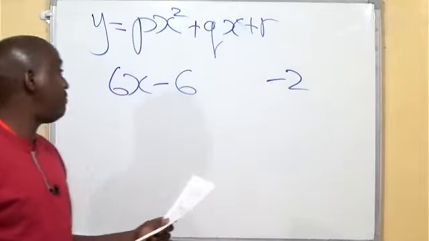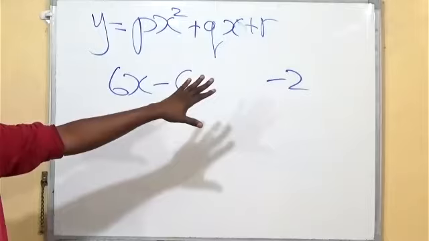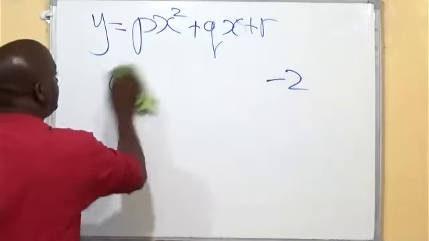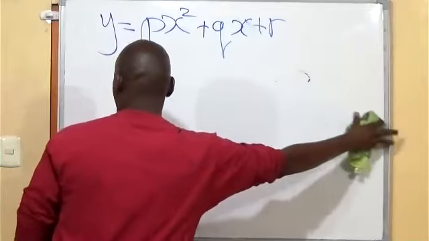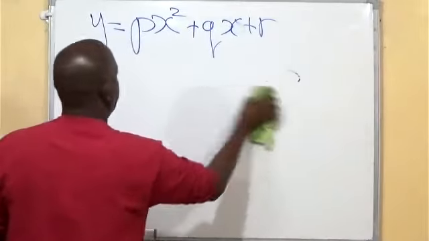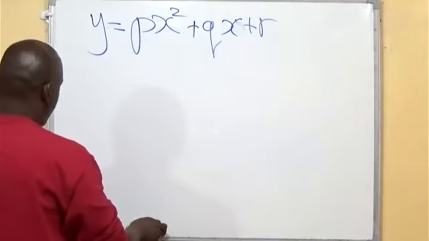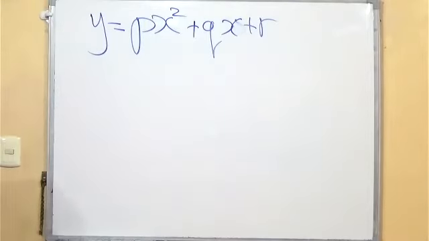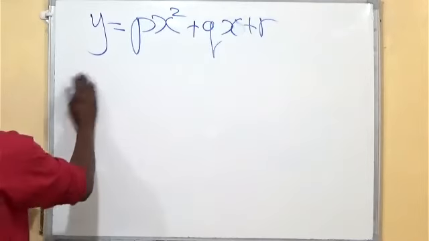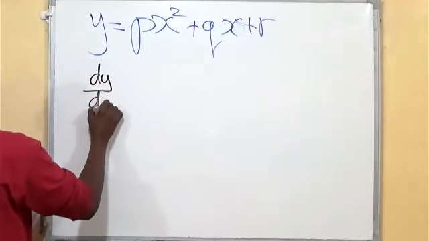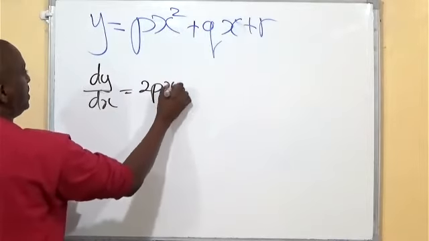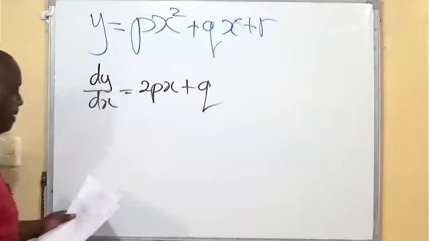So if function y is equal to px squared plus qx plus r, then the first thing you want to do is differentiate y. The first thing you want to do is differentiate y. So if y is equal to that, it means then that dy dx, see the kind of question? It's not as straightforward as the normal ones. dy dx is equal to, we are differentiating, 2px plus q.